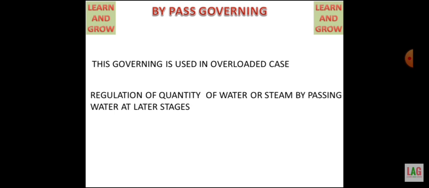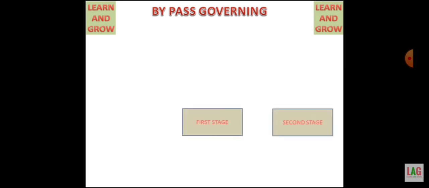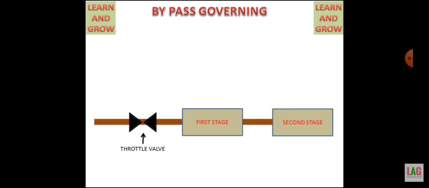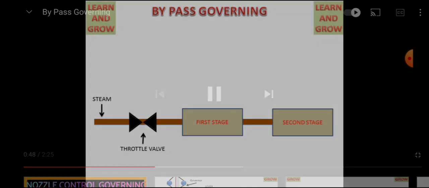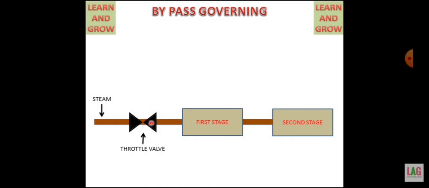We can see an example of this. We have two stages of turbine, first stage and second stage, and a connecting pipe between them. A throttle valve is connected before the first stage. Firstly, steam will go through the throttle valve, then pass through the first stage of the turbine, then the second stage of the turbine.